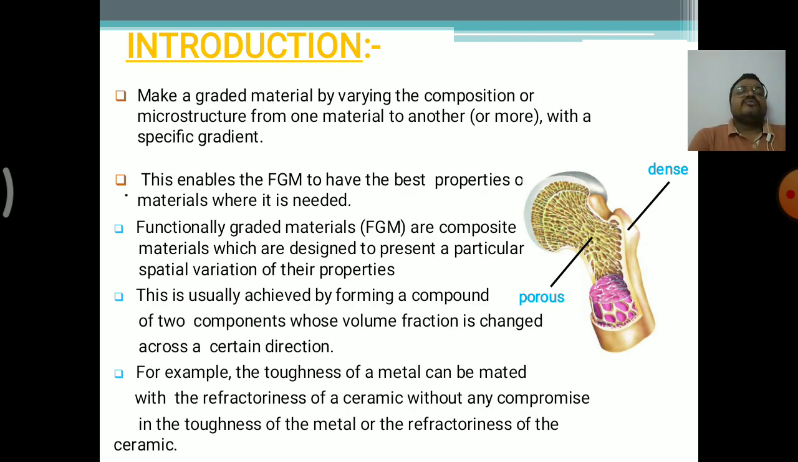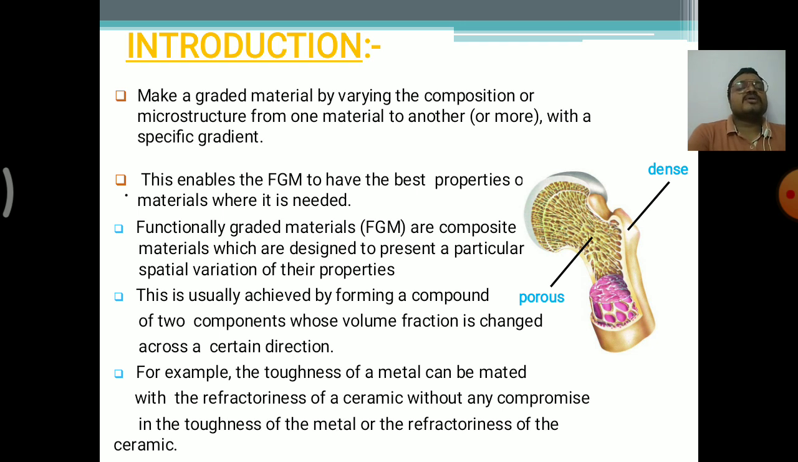So if we want to make a graded material by varying the composition or microstructure from one material to another with a specific gradient, specific gradient means a property defined in the layer. In the right side picture we are seeing the dense layer of the part and the porous layer of the part also. This is a human bone in which we see porous and dense properties together in a single structure. So this enables the FGM to have the best properties of materials where they are needed. When we want a dense layer on the top of the structure and a porous layer in the center of the structure, we define it through FGMs only.